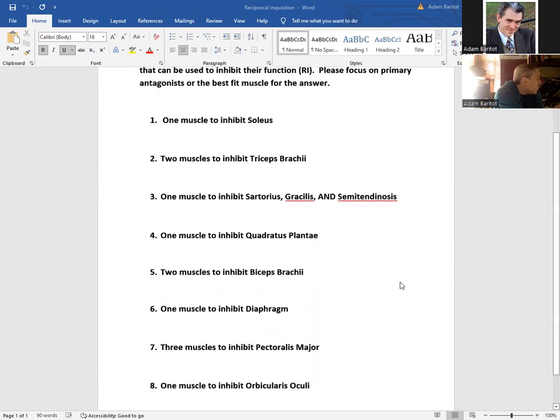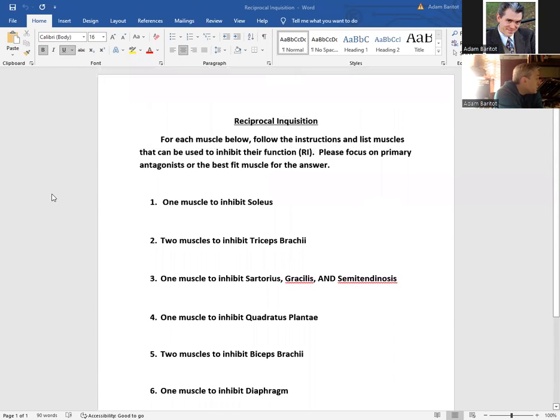You're going to look at the muscles here, and you're going to respond with one muscle, or two muscles, or three muscles, depending on the question, that is going to inhibit or be an antagonist to the muscle listed. I'll do the first one for you. One muscle to inhibit soleus. What function does soleus do? Soleus is a plantar flexor. So you're looking for one muscle that is specifically dorsiflexor. A good example of that might be tibialis anterior, for example.